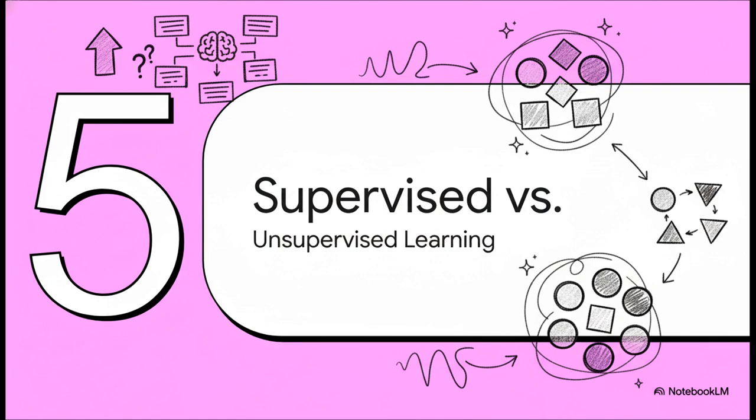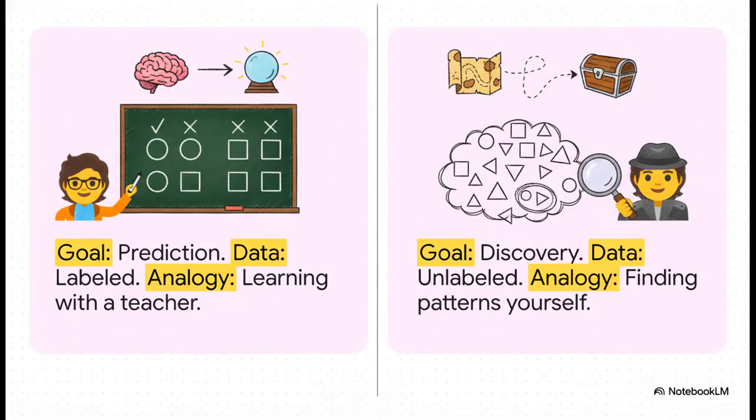Okay, let's pull all this together and put these two powerful ideas right next to each other so we can really see the difference. Here it is in a nutshell. The goal of supervised learning is prediction, and you do it with labeled data. It's just like learning with a teacher. The goal of unsupervised learning is discovery. You do it with unlabeled data, and it's like you're a detective, finding the patterns all by yourself.